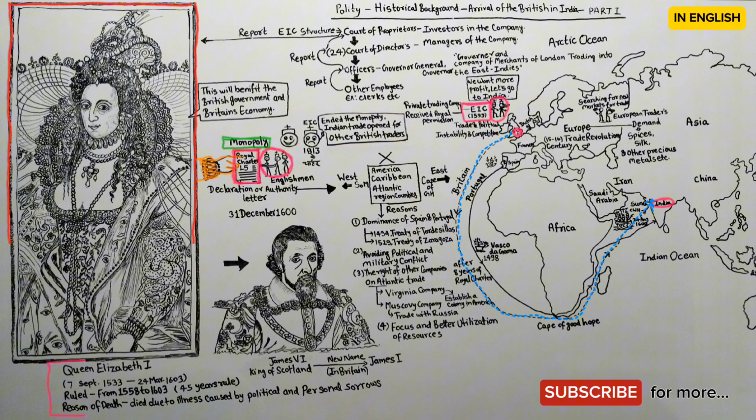Friends, Elizabeth I was born on 7 September 1533. She was the Queen of England and Ireland. She ruled from 1558 to 1603. After being the Queen for almost 45 years, on 24th March 1603, Queen Elizabeth I died due to illness caused by political and personal sorrows. After her, King James VI of Scotland ascended the English throne in Britain. The British named him James I in England. It means that now Britain was ruled by James I.